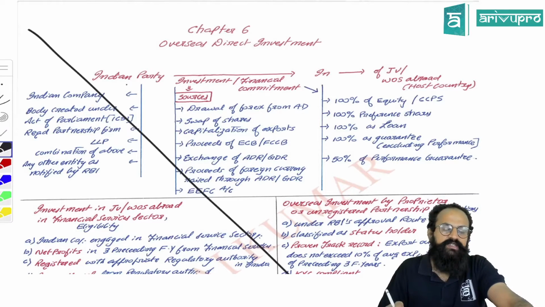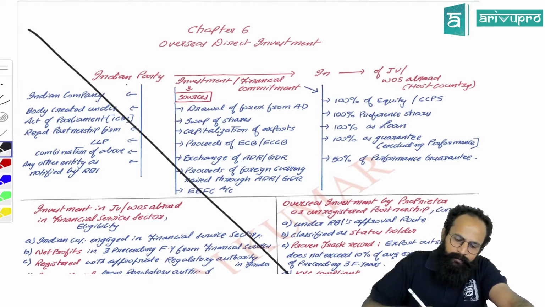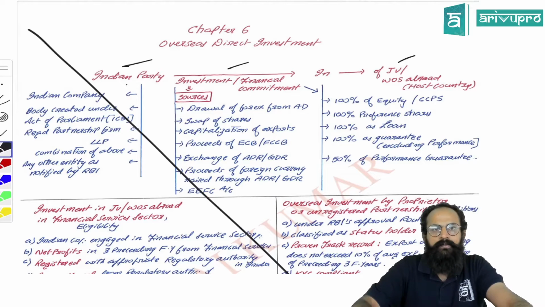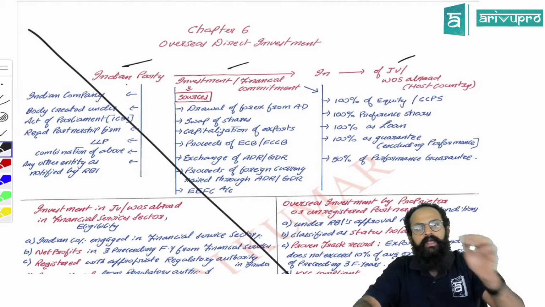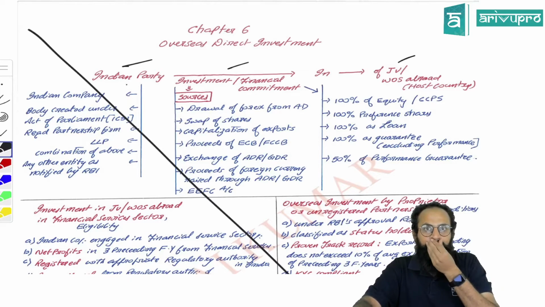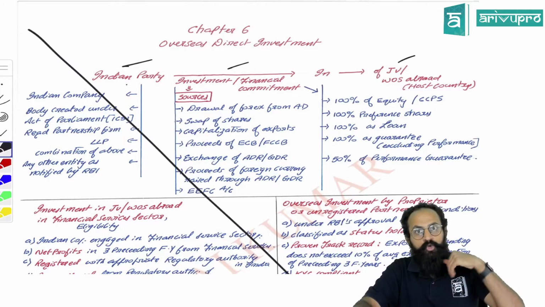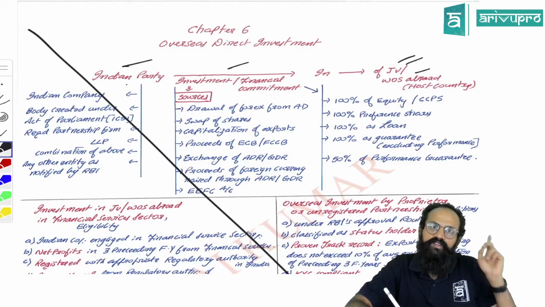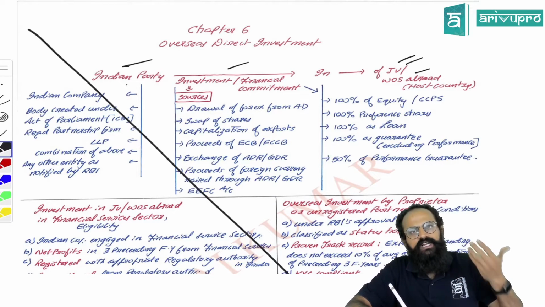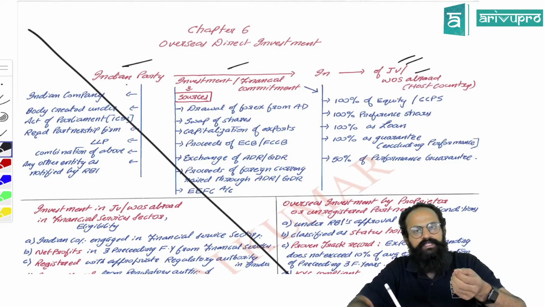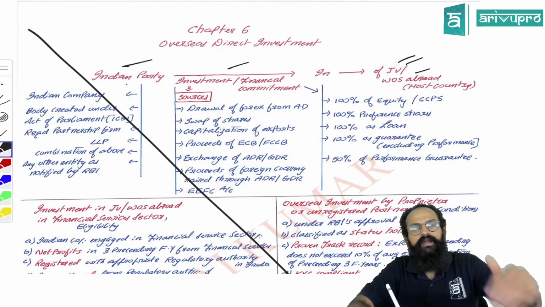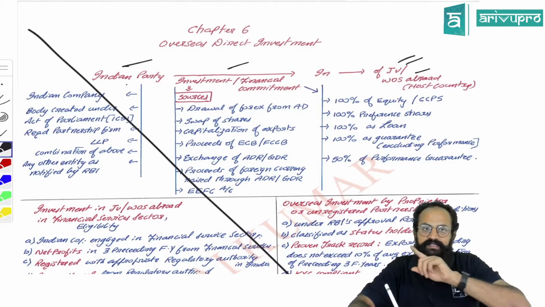If you remember this particular chart, an Indian party used to make an investment or a financial commitment in a joint venture or wholly owned subsidiary. Now, what has changed, people? Earlier, an Indian company should have invested either in a joint venture or a wholly owned subsidiary. Now there is a change here. You can invest in a company even if it is not your joint venture or your wholly owned subsidiary, meaning a 5% investment can be made, 10% can be made. Yes, that is one change.